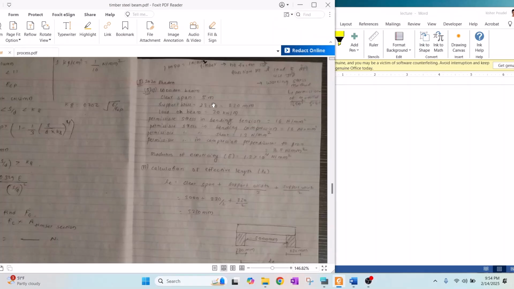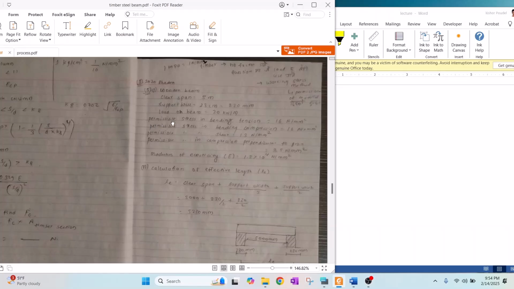Yeah, in this video, we are going to talk about wooden beam design. How can we design this wooden beam? So look at here, and we can find out the provided data here. The first one is clear span, and the clear span is 5 meter, whereas the support wall thickness is 230 mm, and load on the beam is 20 kN per meter.